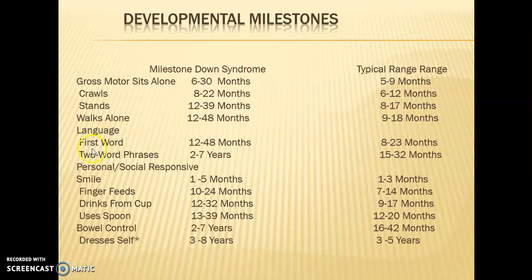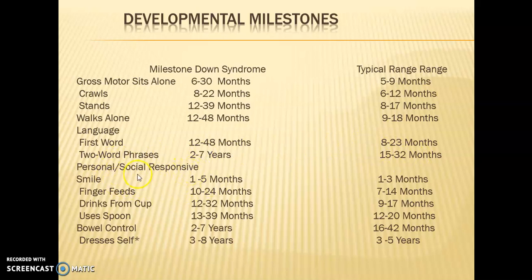Language, coming to the first word, first monosyllable: 12 to 48 months, too much time it takes, versus 8 to 23 months. Two-word phrases: 2 to 7 years. It takes 2 to 7 years to make a sentence for a Down syndrome child. It's too long a time to speak a two-word sentence. Normally it is between 15 to 32 months.